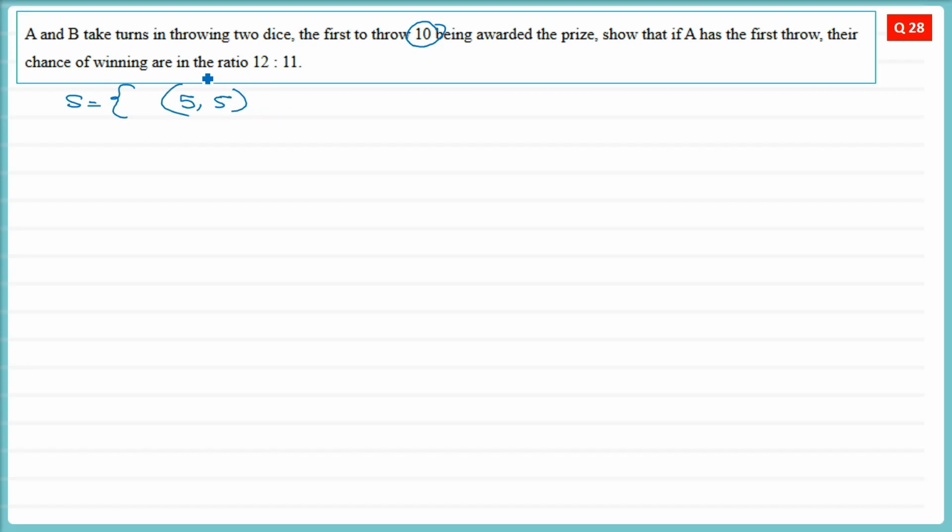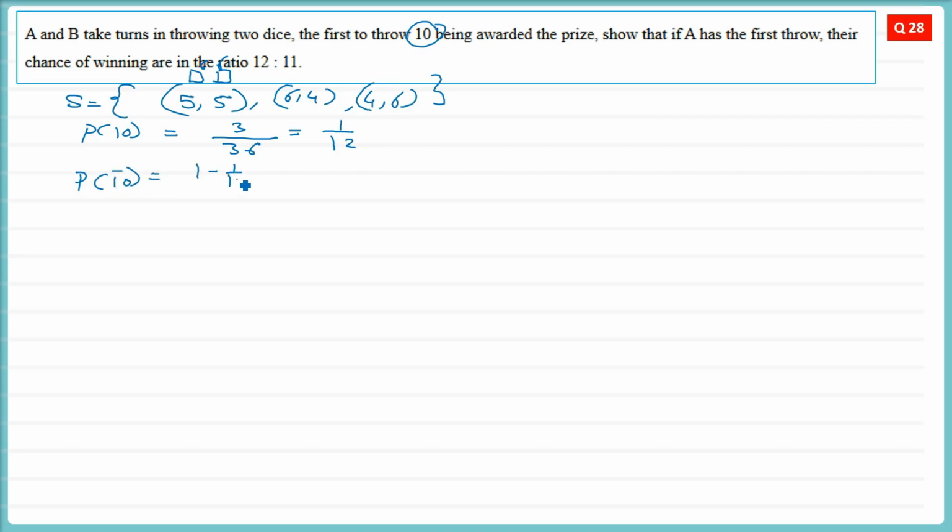When you throw the dice, whatever numbers appear, if you add them, it has to come as 10. So 5 5, 6 4 and 4 6 are the possibilities, because when we add these values, we get a 10. So what is the probability of getting a 10? Favorable cases are 3, and total number of cases are 36 when you throw two dice. So 3 divided by 36 gives you 1 by 12. Now the probability of not getting a 10 is 1 minus 1 by 12, which is 11 by 12.